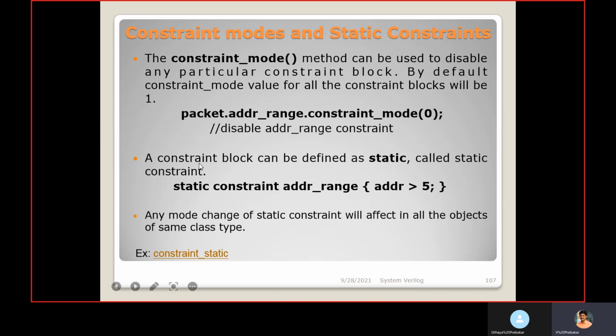A constraint block can be defined as static, which is called a static constraint. While we are declaring and writing the constraint, when we write static, it means this constraint is static for all the instances of a particular class. Let's see with the example.